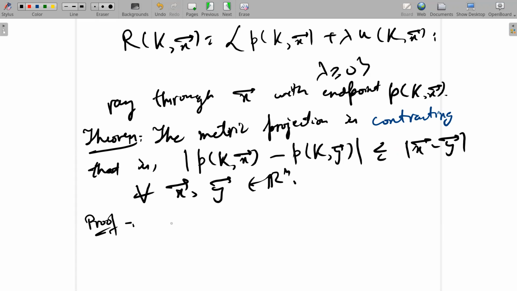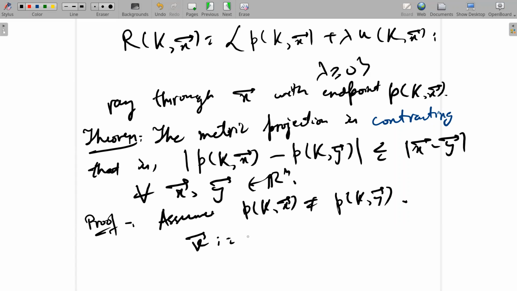So first of all, assume that x is not equal to y. Of course, if x is equal to y, there is nothing to prove. Both sides are 0. Actually, you assume something a little bit more than that. Assume P_K x is not equal to P_K y, because if that is not the case, this is also obvious. Left hand side is 0 and right hand side is non-negative. So we can assume this and define v as the vector P_K x minus P_K y. So this is not equal to the 0 vector.